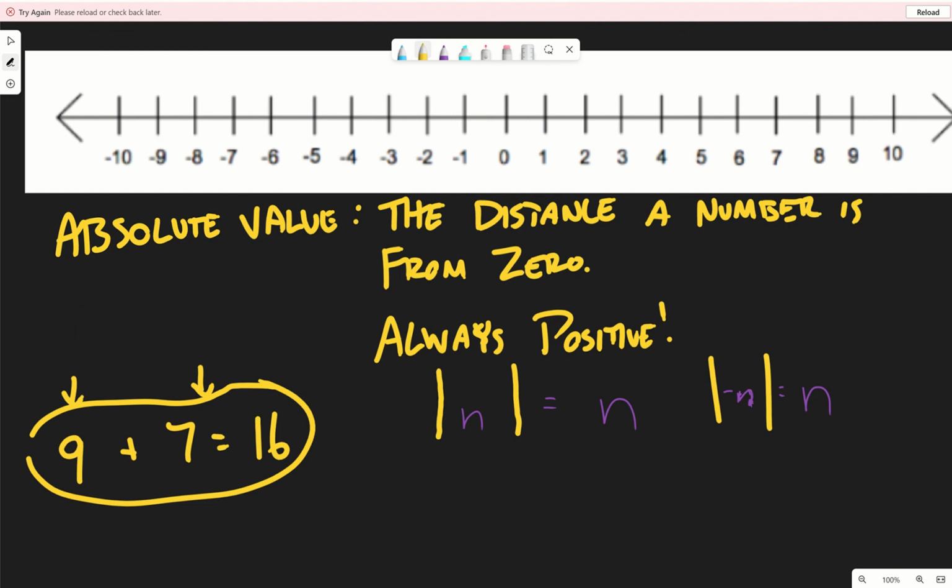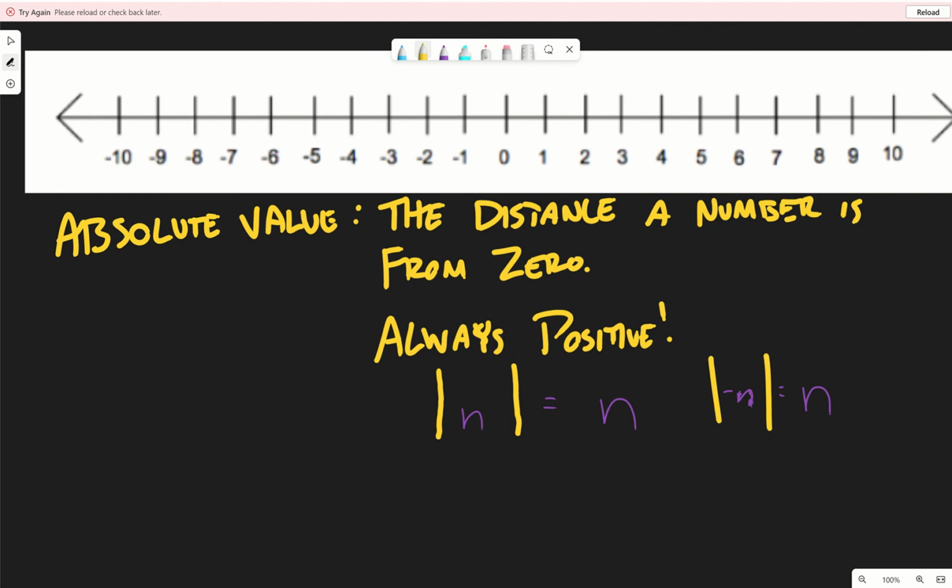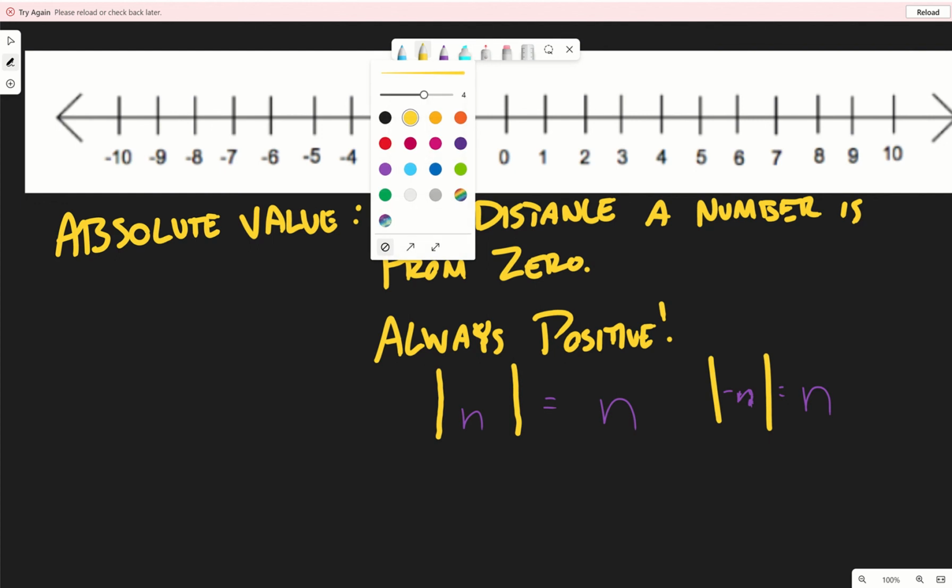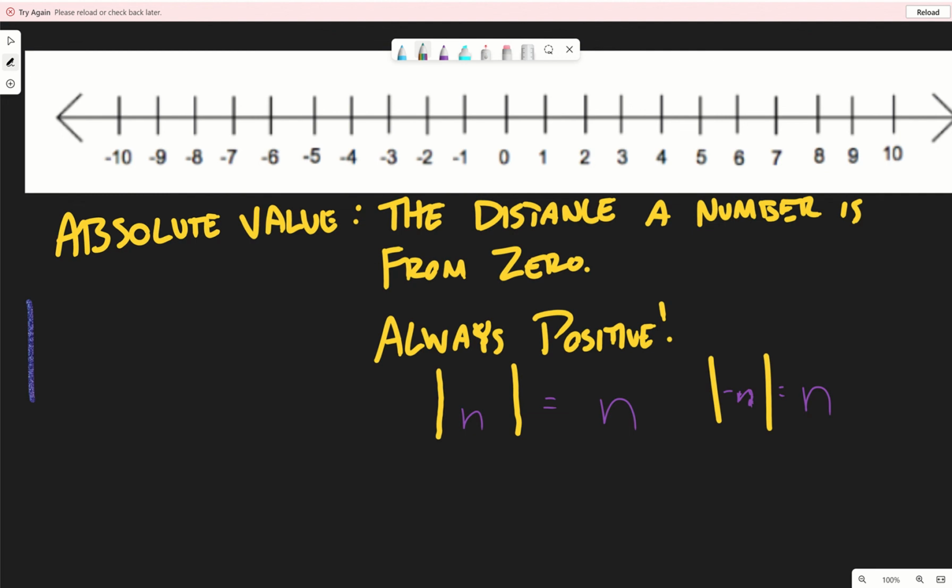All right, so knowing all that information, let's say, what is the absolute value of negative 8 plus the absolute value of negative 9?